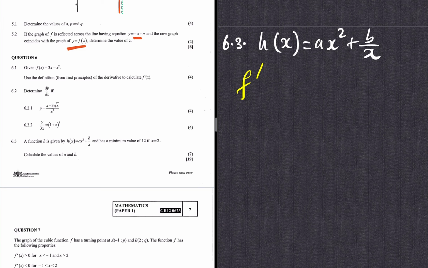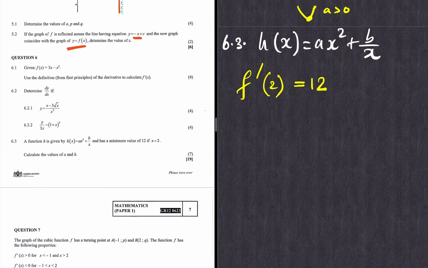What I want you guys to see is that if it's a minimum, it means this graph is like this. Should a be less than 0, negative? No. A should be positive. This is a minimum graph, so a here is positive, because there's a minimum value there. So let's check. They're saying when x is 2, this graph has a minimum value of 12.